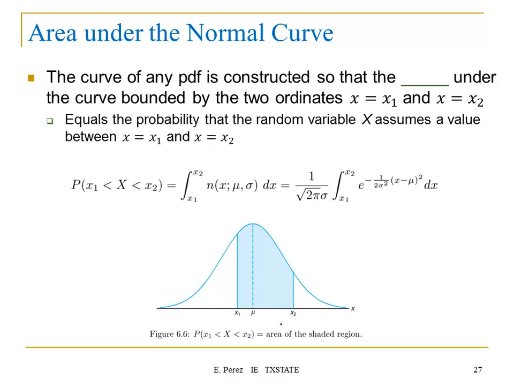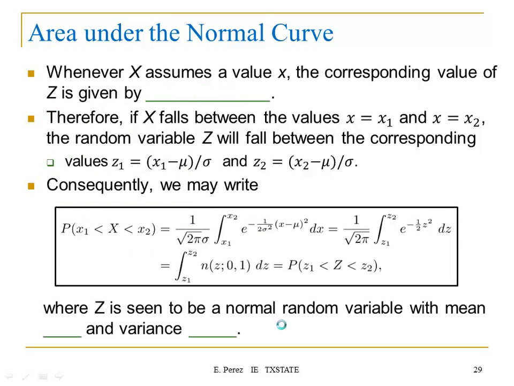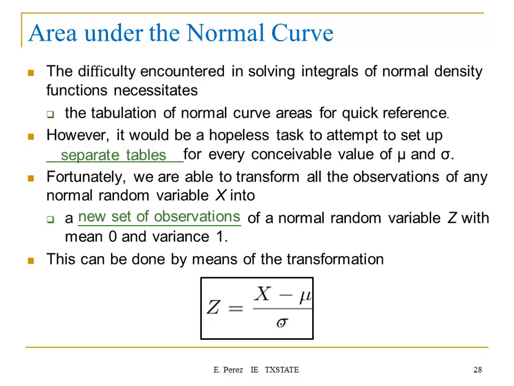So what we're trying to do is solve this more easily using tables. But if you want to tabulate all the values for this, you need a table for each mean and for each standard deviation. That would take a lot of time as well, and you would have to carry a book with a lot of pages or a big file on your computer. So in order to find an easy way, we're going to use a transformation, so we only have to create one table.